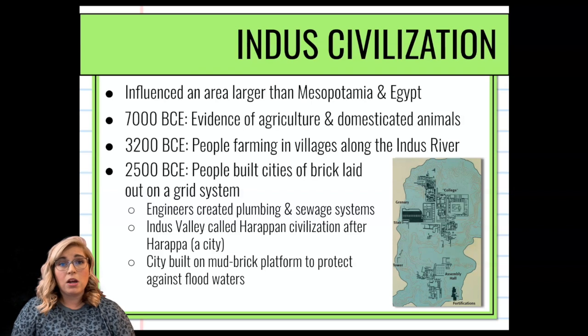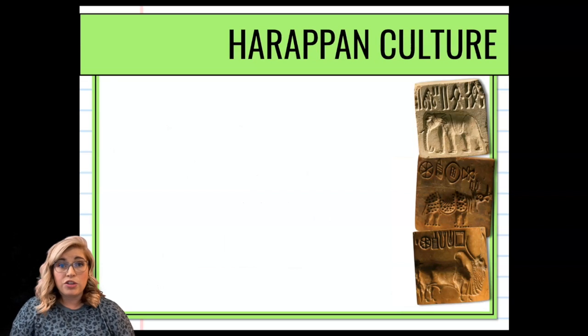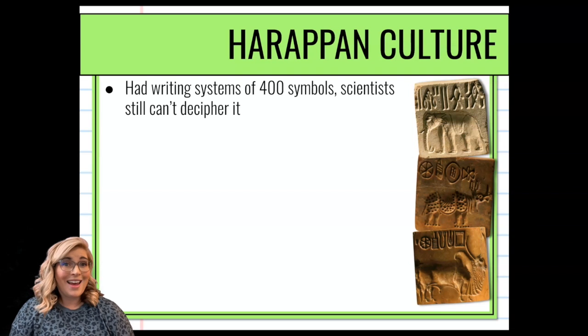So the Harappan culture, or again, the Indus River Valley culture, they had a writing system of over 400 symbols. It was so intricate that even to today, we still can't decipher it. And I say we, but I mean scientists. I'm not out there trying to decipher it. But scientists still can't crack the code of what these people were talking about. So it's very interesting to see if we ever will. And that is also going to play into the mystery of where did this place go, which we'll talk more about in a minute.